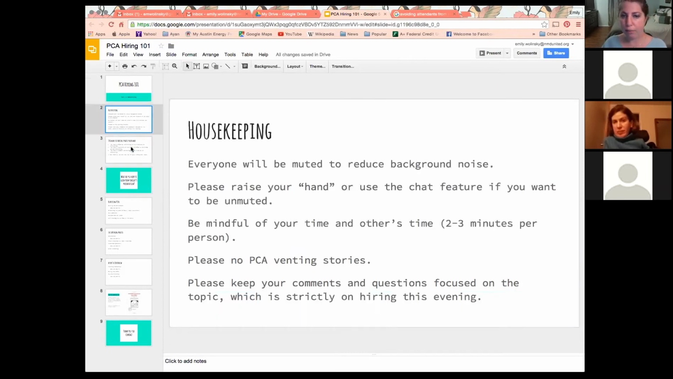So here's some housekeeping before we get started. Everyone's going to be muted to reduce background noise. Please raise your hand or use the chat feature if you want to be unmuted. Basically there's a feature under participants, which is in the bottom of your viewing window, and you can raise your hand. I don't know if you want to look for that right now to see where the hand is. If you see it, show it to me so I can see your hand raised.